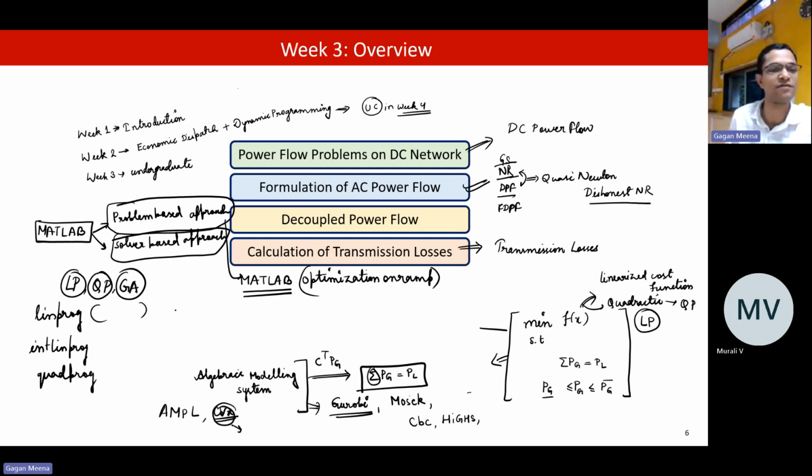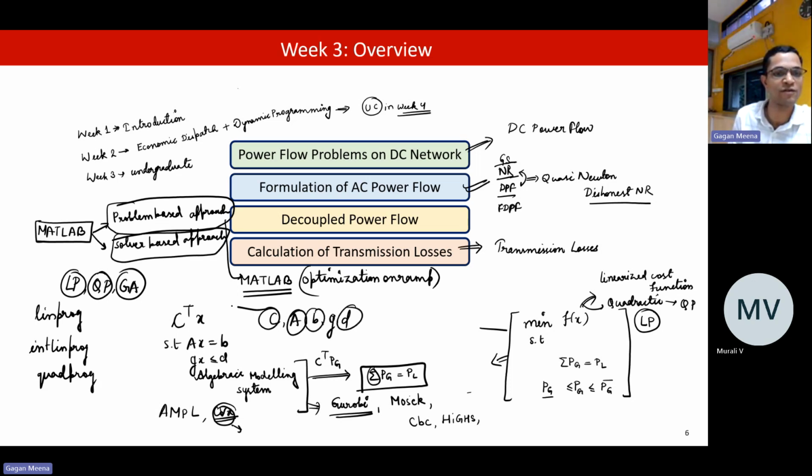They require a set of matrices and vectors. If I am writing c transpose x subject to Ax equals b, it can even be Cx less than or equal to d. Then you need to provide A, b, C, and d. A is a matrix here. It's not C, call it G. And G is also a matrix here. b and d are vectors. All this information we need to provide in this function.